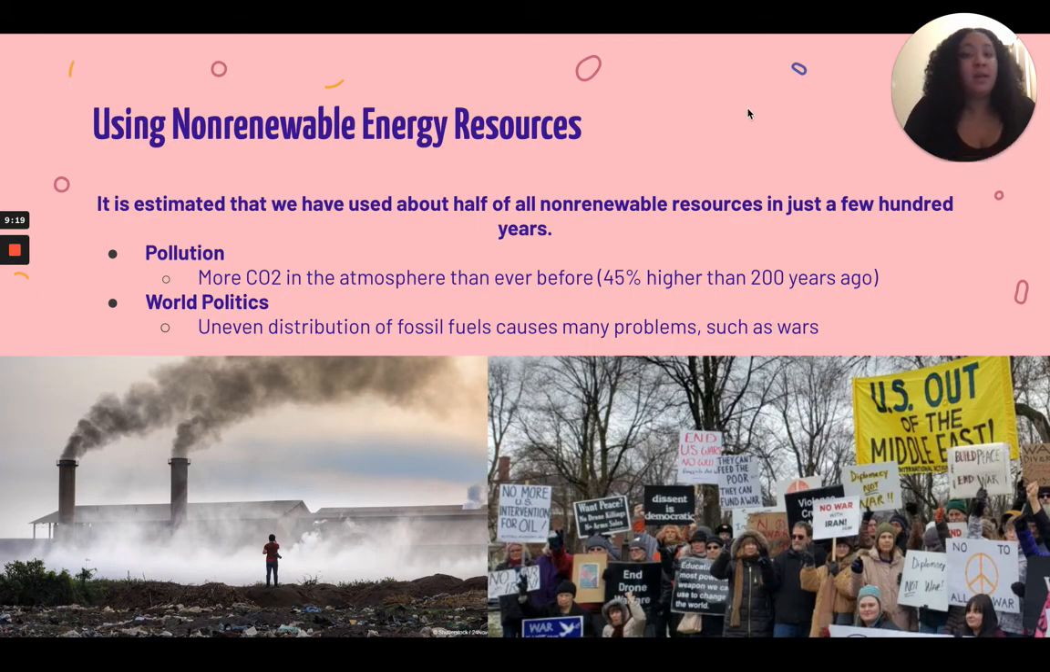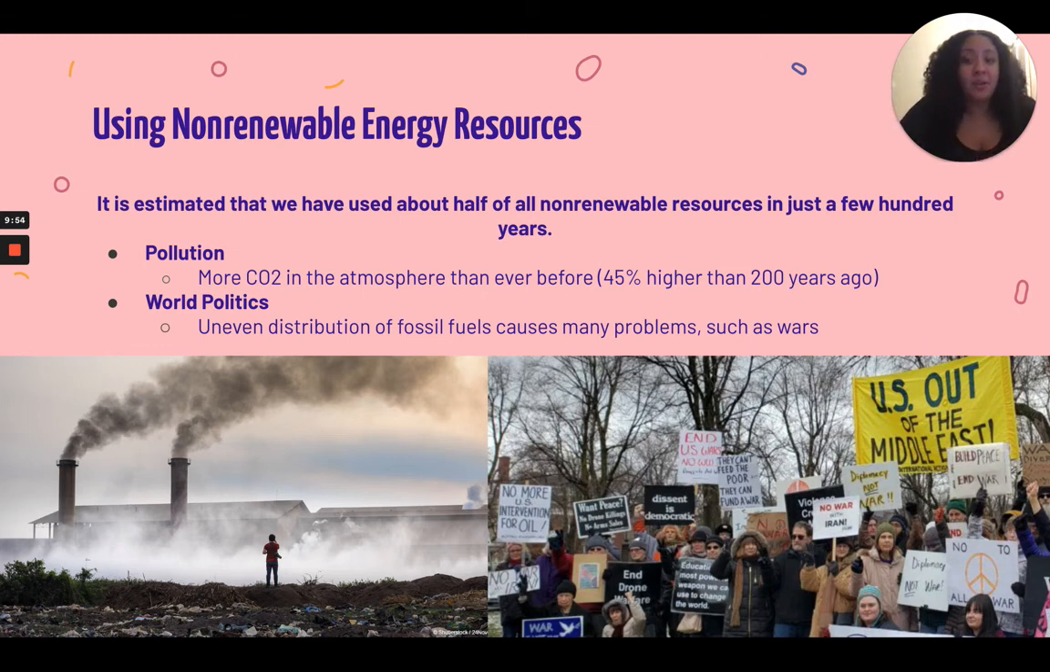Okay, so when we use non-renewable energy sources, there's consequences that occur. So it's estimated that we actually used about half of all non-renewable resources in just a few hundred years. So thinking about how long Earth has been, that is a relatively very short time. Okay, so we're using half of the non-renewable resources, and that's gaining even more over the years.